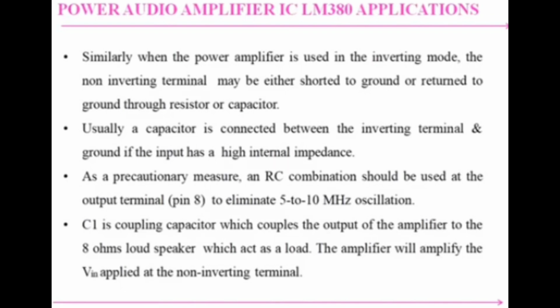Usually, a capacitor is connected between the input terminal and the ground if the input has high internal impedance. As a precautionary measure, an RC combination should be used at the output terminal 8 to eliminate 5 to 10 MHz oscillation. C1 is a coupling capacitor which couples the output of the amplifier to the 8 ohm loudspeaker which acts as a load. The amplifier will amplify the Vin applied at the non-inverting terminal.